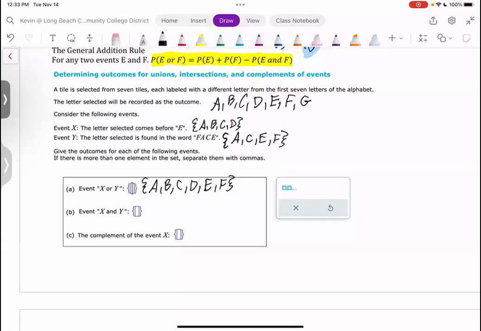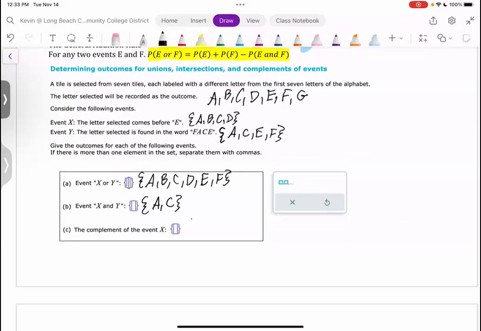Now event X and Y, here we only want the overlap. They both have an A and they both have a C. So there's only two letters where there's overlap. And part C says the complement of the event X. Okay, event X is all the letters before E, so the complement of X is going to be E and on. So these are exactly the opposites.